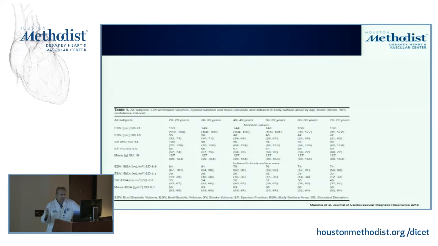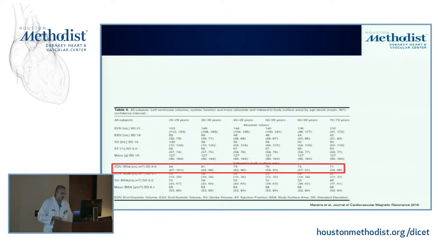Now, the other thing that's important to recognize is you want to make sure you have normal reference values. There are actually several series that have been published which provide normal reference values for the typical imaging sequence that we utilize, and they break it down by deciles of age. If you look at, for example, LV end diastolic volume, which is shown here in the highlighted area, this right here at the bottom gives me the range of values: the lower limits of the 95% confidence interval and the upper limits.